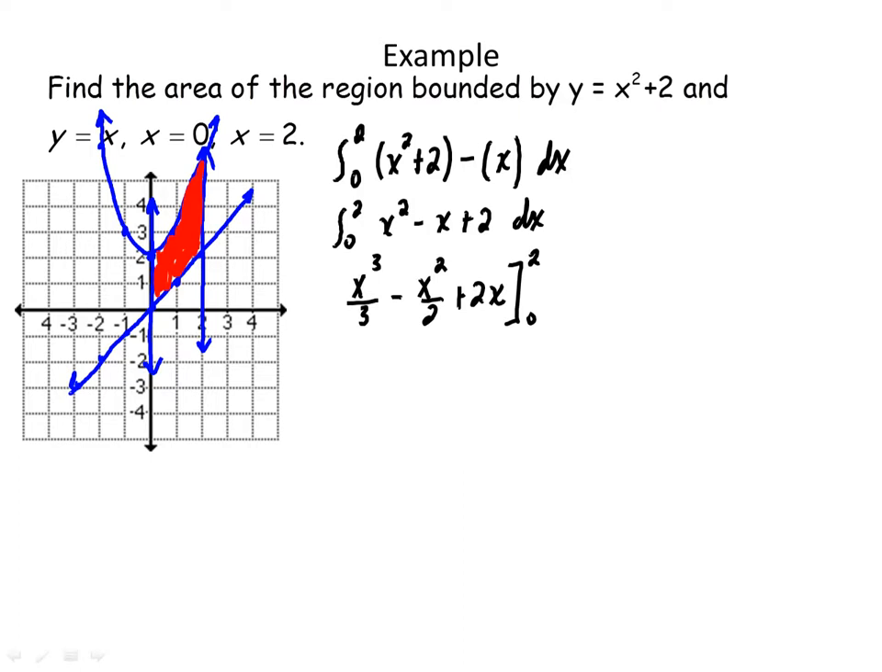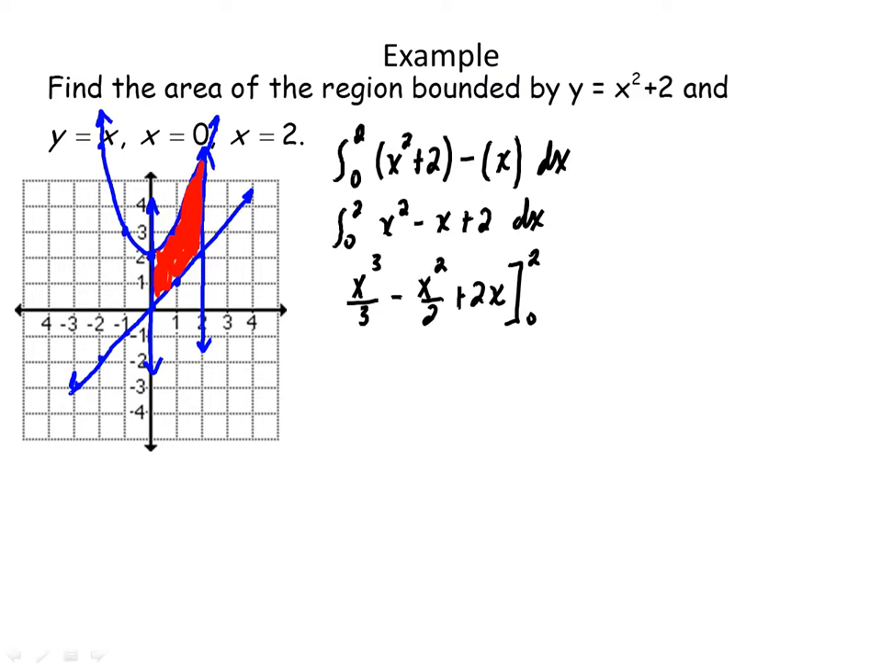Did you do your integration correctly? Any questions on that? 2x what? Are we good?